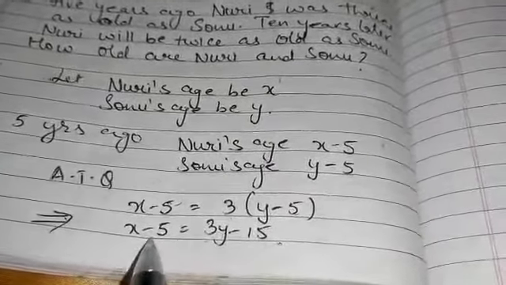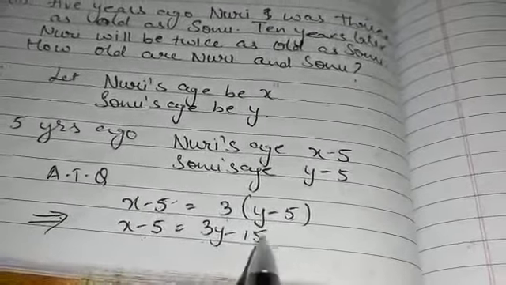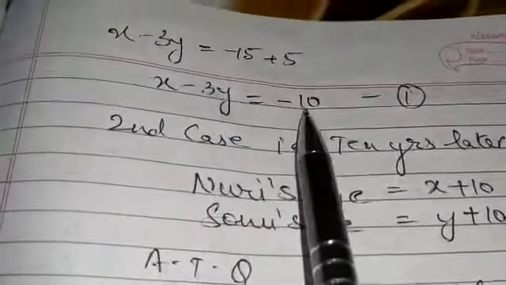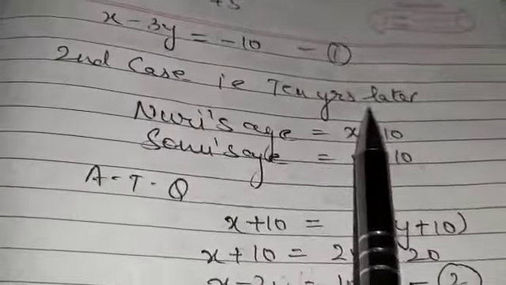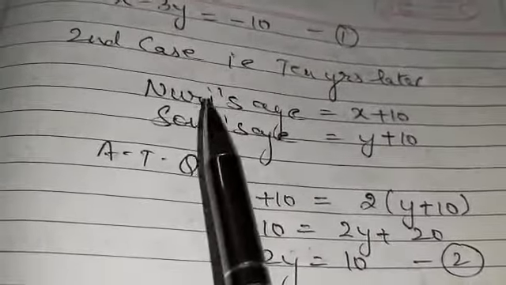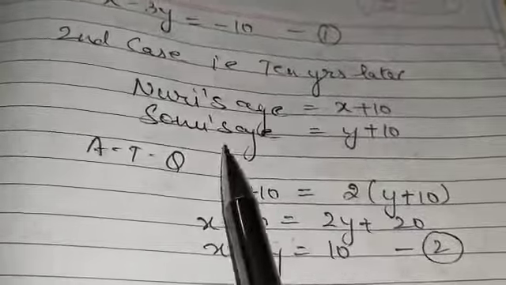Now bringing the variables on one side and like terms of constants on the other side, we got this equation. Solving like terms, we got it. So this is our first equation. Now the second is the case 10 years later. Suppose today your age is 14, so after 10 years it will be 14 plus 10. Similarly, Noori's today's age is X, so after 10 years it will be X plus 10. Sonu's age Y plus 10.